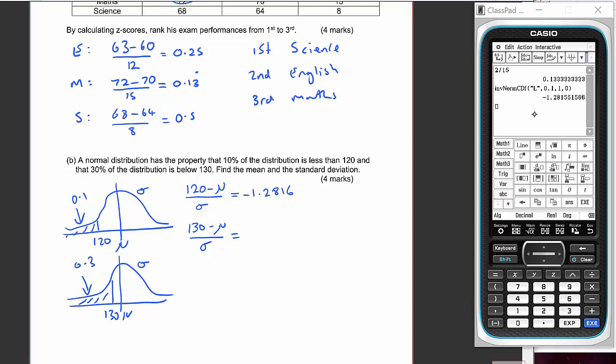And then we can just change this one to 0.3 here. And that gives us negative 0.5244. So these are simultaneous equations which we can go ahead and solve.